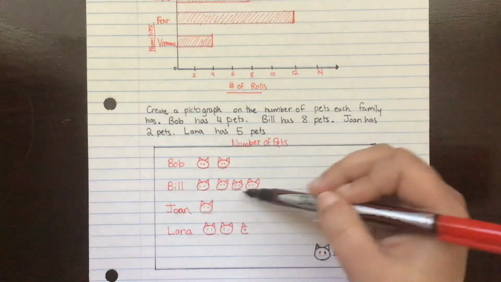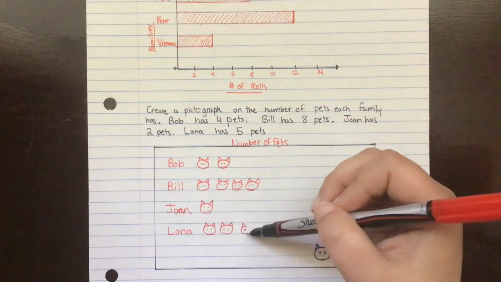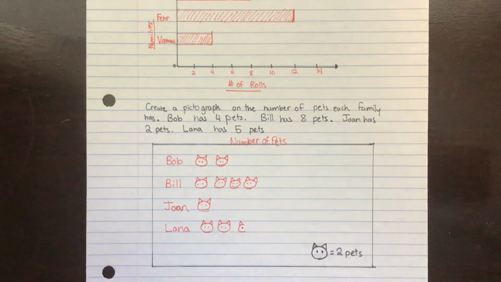And then we just check to make sure our numbers line up. 2, 4, 2, 4, 6, 8, 2, 2, 4, 5. Looks good to me. So there you go, grade 4s.